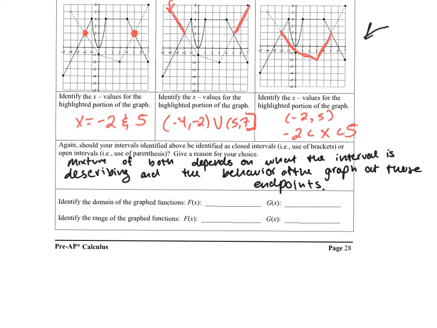Next, we're going to identify the domain and range of the graphed functions f of x and g of x. The domain of f of x is -4 to 7, and -4 is open because there is a hole. The range of f of x is -2 to 6. The domain of g of x is -5 to 7, and the range is -4 to 4.